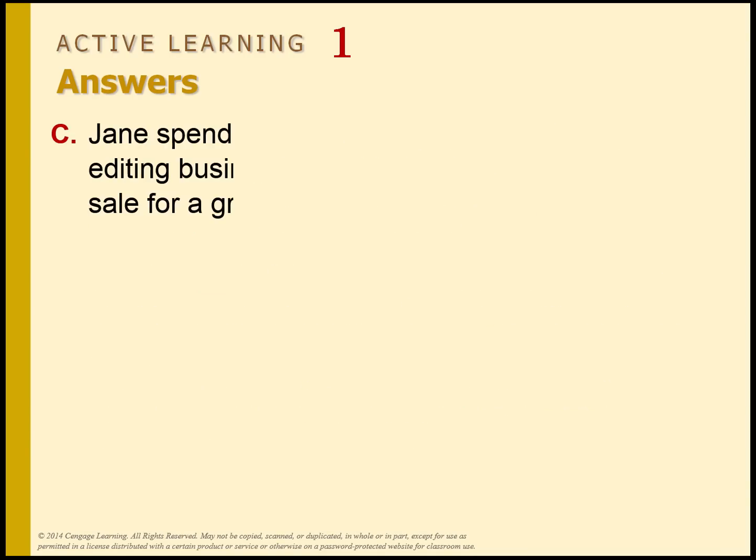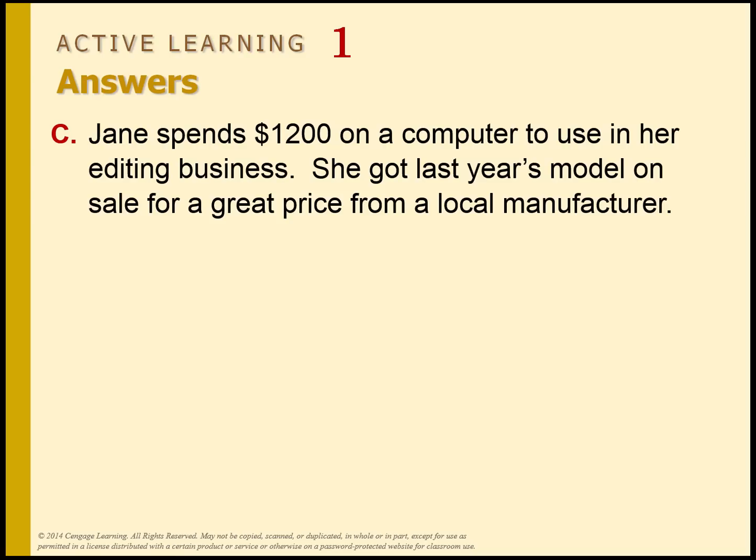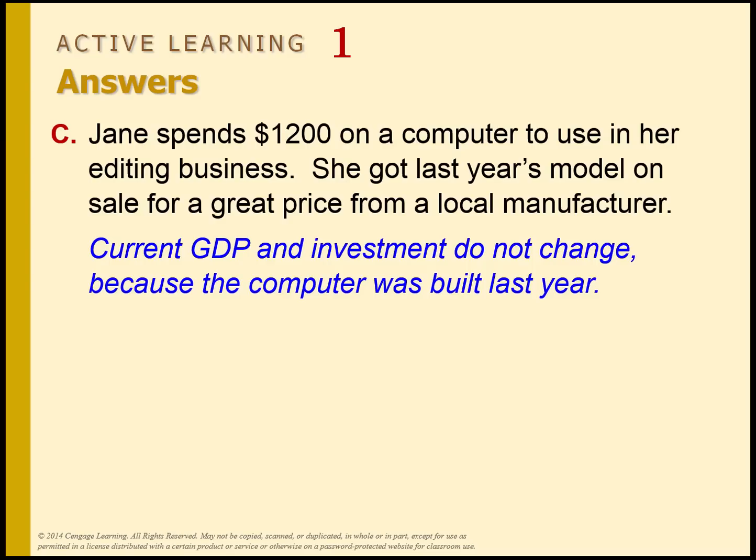Okay? Next, imagine Jane spends $1,200 on a computer in her editing business. She got last year's model on sale. Okay, this is important because although the $1,200 went into investment for the GDP of last year because it was inventory, right? In this year's GDP, current GDP, it's not going to change at all because, yes, she's going to buy something for investment and it's going to make investment go up, but investment's going to go down $1,200 because inventories decreased $1,200, right?